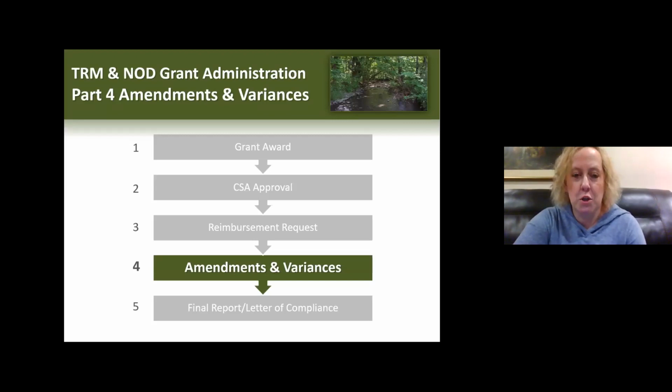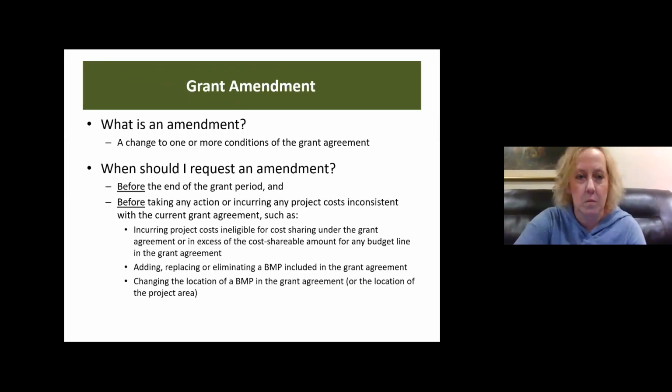So next, I mentioned that we would be touching on amendments, but then we'll also discuss the variance process. So what is an amendment? Essentially, an amendment is a change to one or more of the conditions in your grant agreement. Sometimes these are necessary because things change within your project.